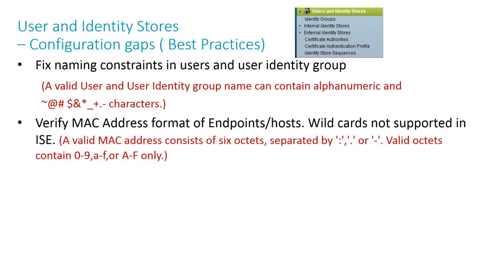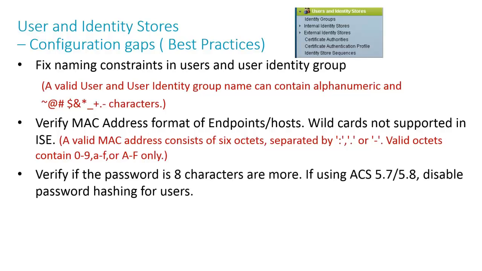ISE also supports valid MAC addresses based on 6 octets separated by a colon, a period, or a hyphen. Make sure your MAC addresses support these formats. As part of best practice, please make sure the user passwords have 8 characters or more. If you're using ACS 5.7 and 5.8, please disable the password hashing for the users. Enabling it makes the passwords not migratable.